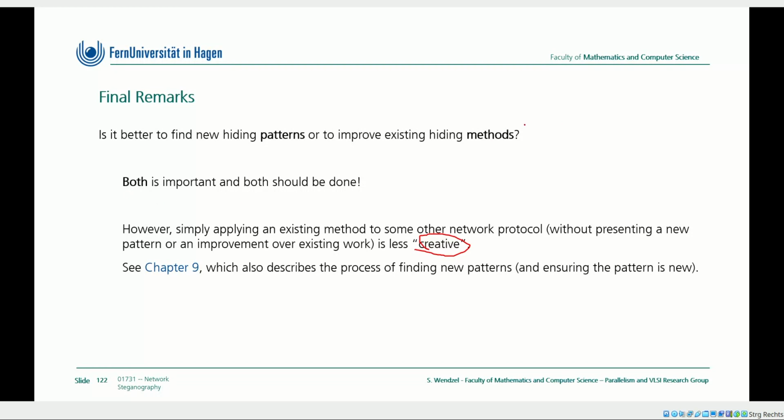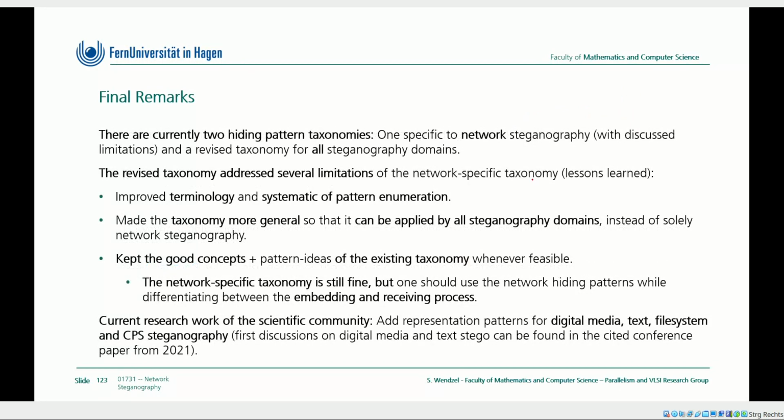I also ask this question from a research point of view. So if you want to publish some scientific paper, for instance during a PhD, about hiding methods, then it's better to have a new pattern, but it's also extremely important to study in detail the existing methods. Well, I mean, the research gaps are everywhere. Okay. So there are currently two hiding pattern taxonomies. One is specific to network steganography with discussed limitations, and there is a revised taxonomy for all steganography domains. The revised taxonomy addressed several limitations, especially improved again terminology and systematic of pattern enumeration. It's more general because it can be applied to all stegodomains, not just to network stego.